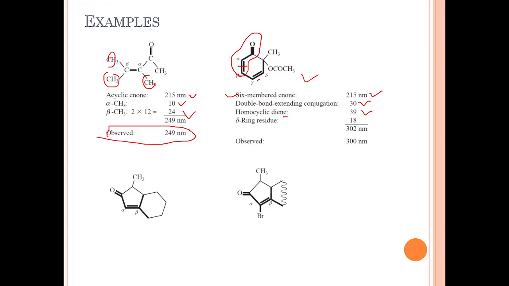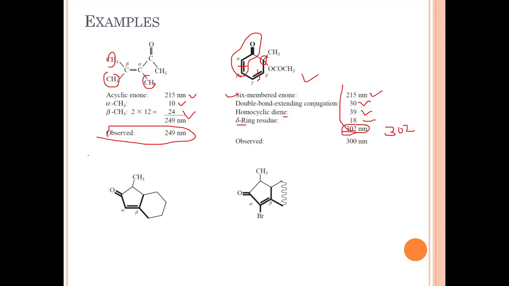Okay, for these two double bonds we are adding 39, and now we have the delta carbon and we have a ring residue over here. So for this ring residue we are going to add 18, because an alkyl substituent at delta or more will have 18, for alpha 10, beta 12, gamma or more we have 18. So this is how, if we calculate, it will come to around 302 nanometers.